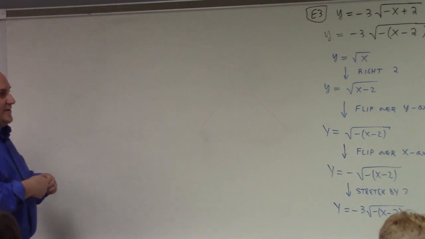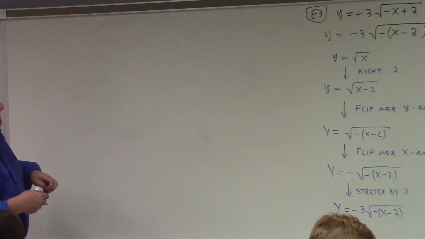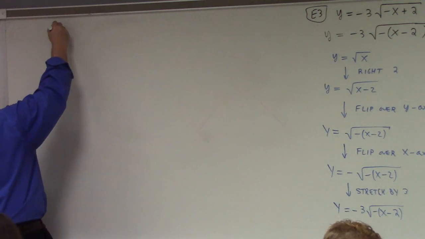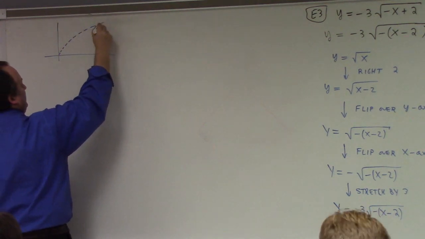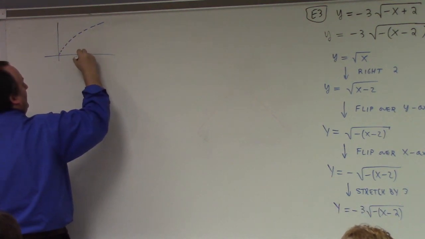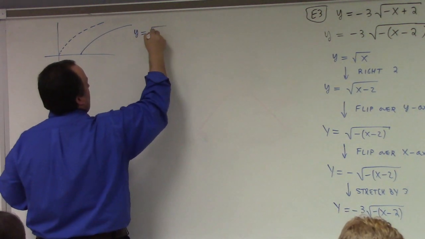Okay, or maybe it's just too hard for me, I don't know. But here, y equals square root of x, we can move right 2. I'll try to do a little bit more than one. So I start with this, I move right 2, right? So there's y equals square root of x minus 2.